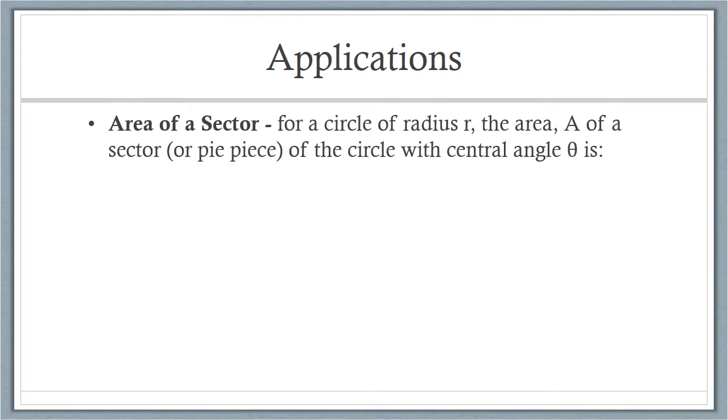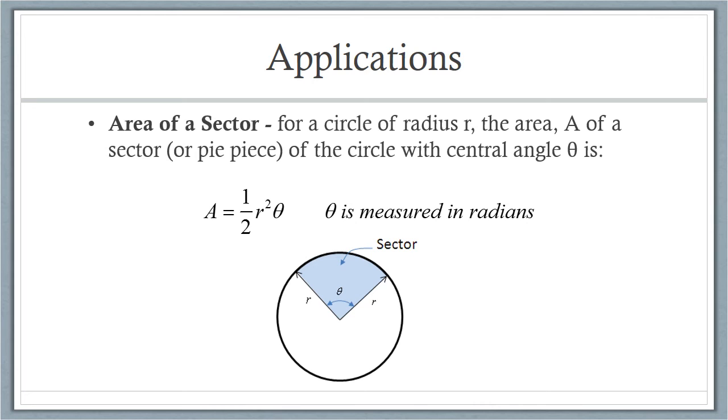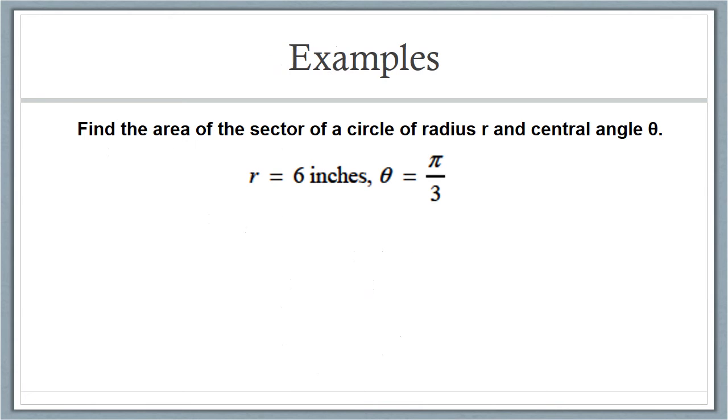We also have the area of a sector. The area of a sector formula is a little bit different. A sector is a pie piece. Area equals 1/2 r squared theta, where theta is measured in radians. So you're going to multiply 1/2 times r times r times theta.